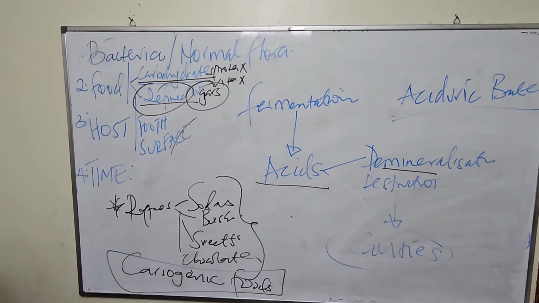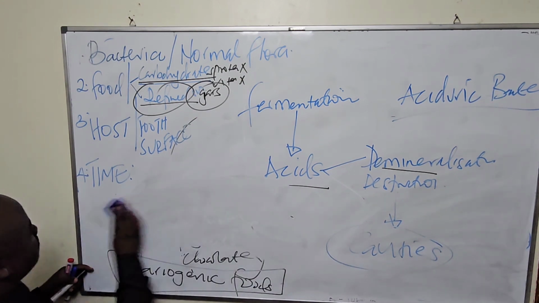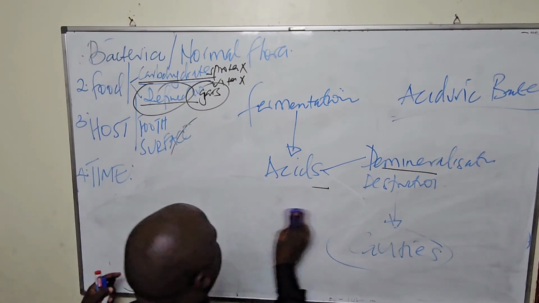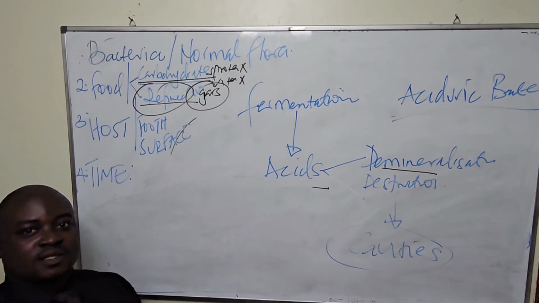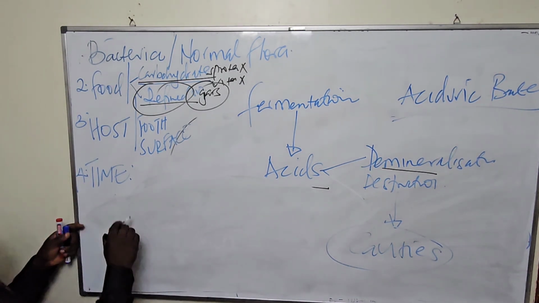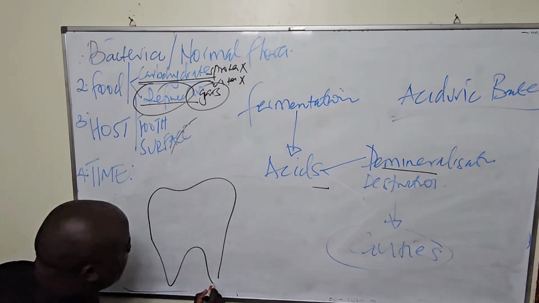What else? We are going to talk about the third point. The third point is a host. A host is a tooth surface. A host is a tooth surface. I already talked about it under classification.